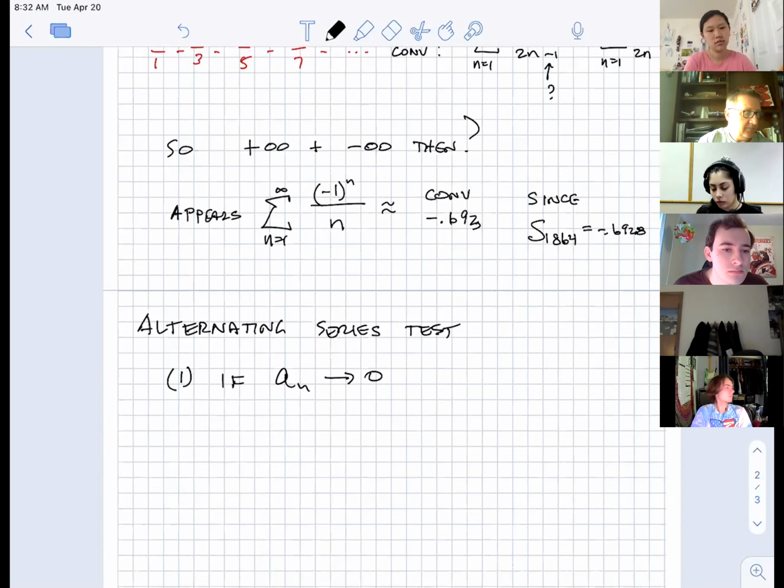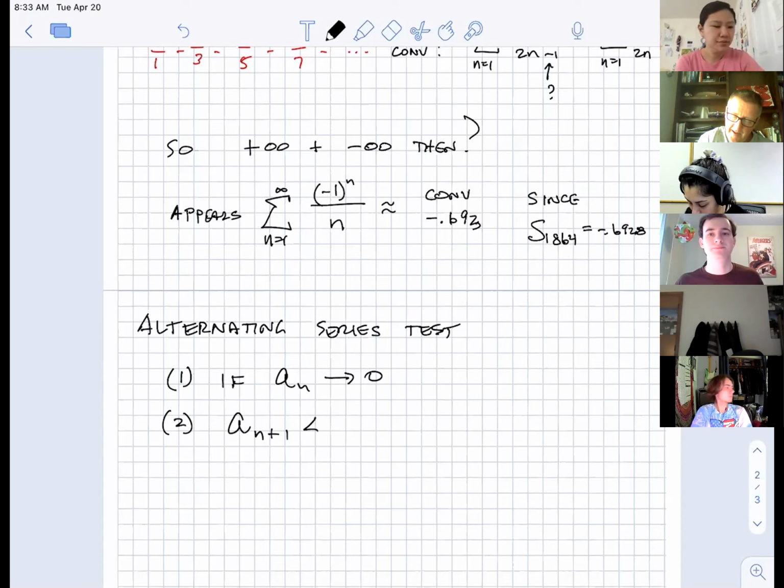And it also needs to be true that AN plus 1 is less than AN. Do you understand why those two statements are different?